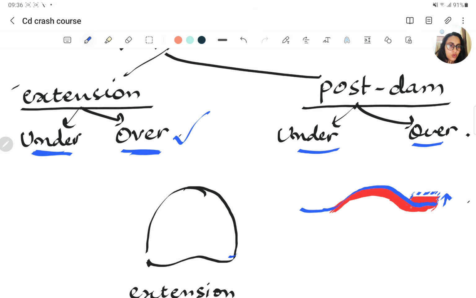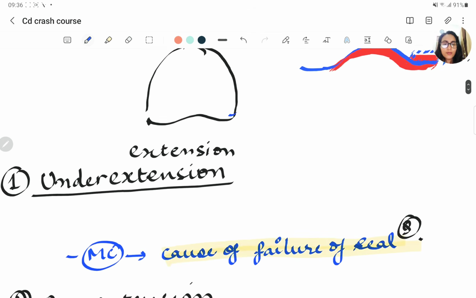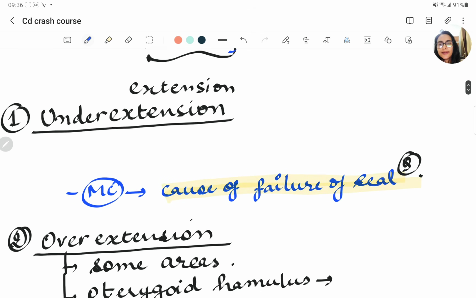Under means this is the mucosa and you have touched only till the mucosa. You have not created a proper post dam. So that is less post dam you have created. So that is an under post dam. Under extension is when you take the fovea palatini as a landmark.